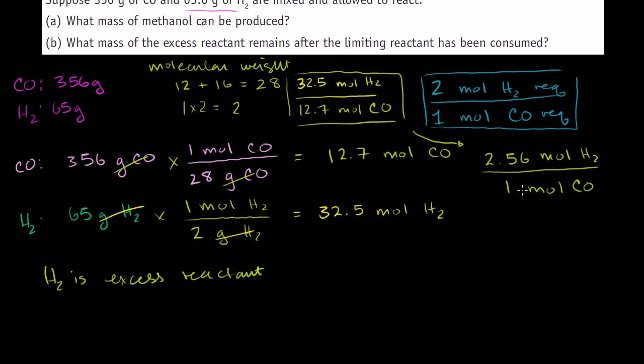We don't have enough carbon monoxide to react all of the hydrogen, right? We only have 1 for every 2.56. It should be a 1 to 2 ratio, so we don't have enough carbon monoxide to react all of the hydrogen. So carbon monoxide is the limiting reactant.